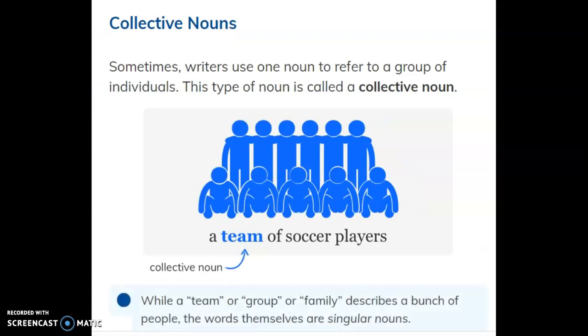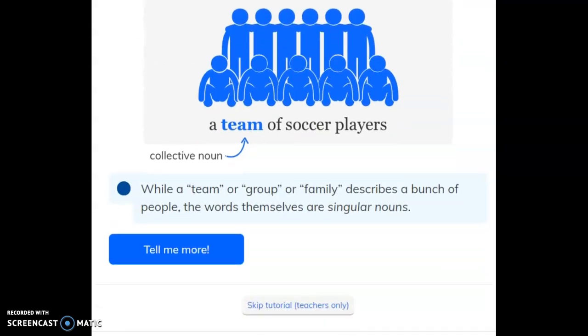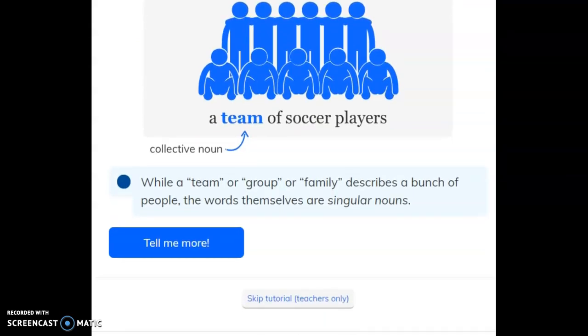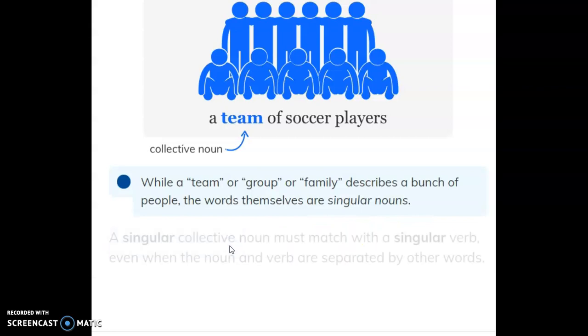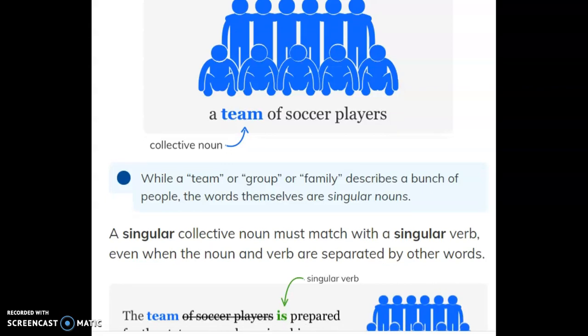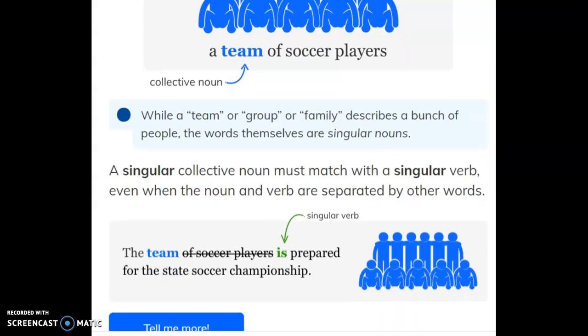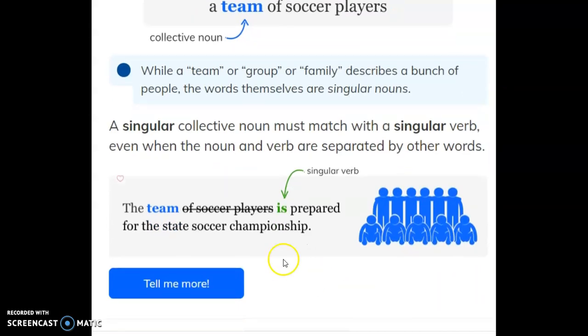While a team or a group or a family describes a bunch of people, the words themselves are singular nouns. A singular collective noun must match with a singular verb, even when the noun and verb are separated by other words. These words in the middle are not important.